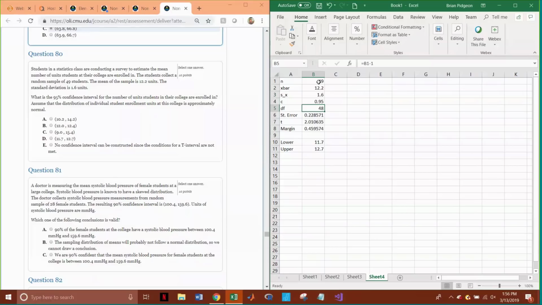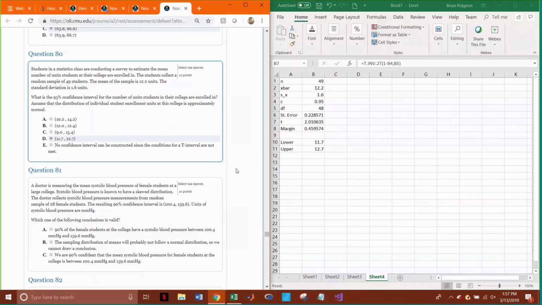And then what will happen is it automatically calculates my degrees of freedom, which is n minus 1. It's automatically going to calculate the standard error, which is 1.6 divided by the square root of 49, and it's going to automatically update my t-score. Notice that with t, normally our 95% confidence interval critical value is 1.96, but with t, it's 2.01. And what we get is 11.7 to 12.7.